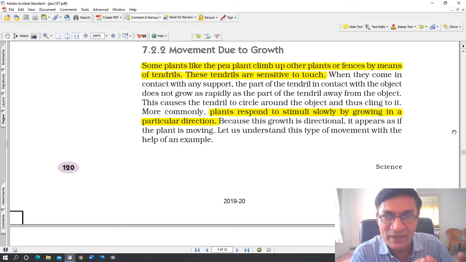They are just like parasites. Okay, they depend upon other plants for support.